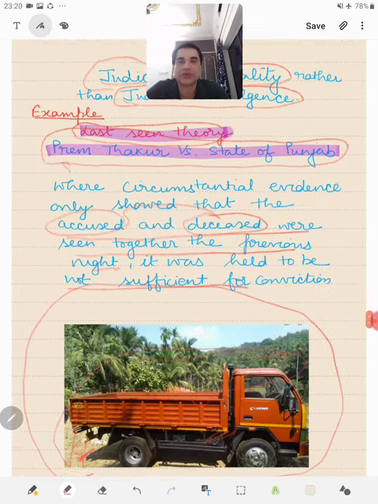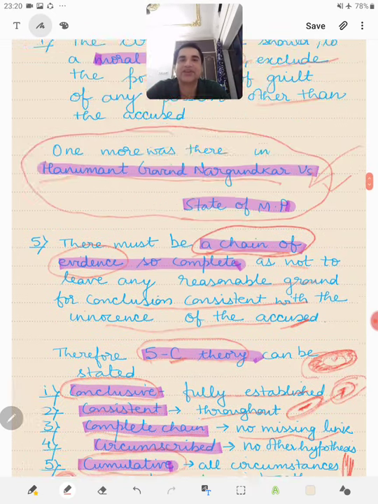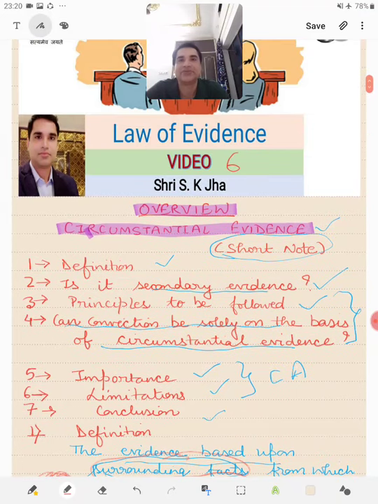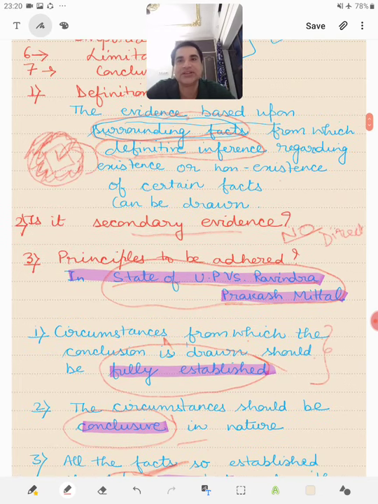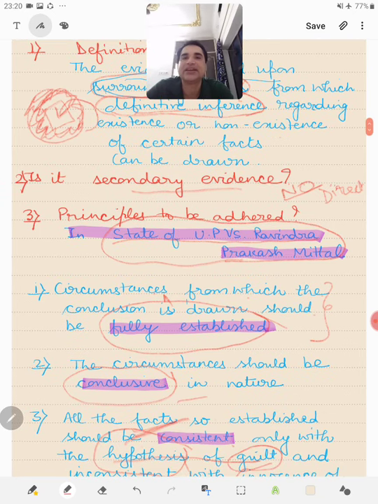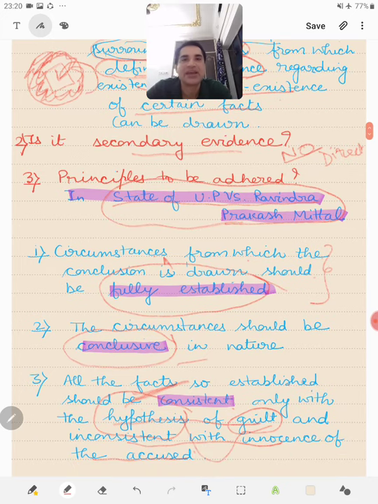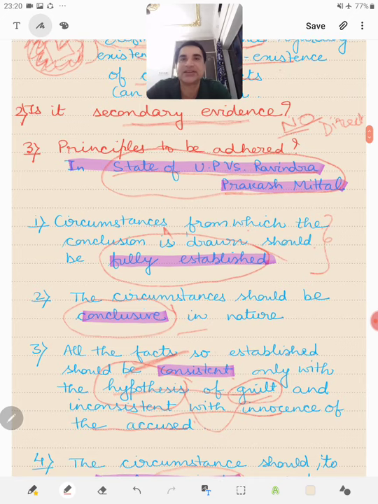So that is all for today, and we will just have a quick recap of all that we have done in this session. We discussed circumstantial evidence. A definition was seen: these are the surrounding facts from which a definitive inference can be drawn regarding the existence or non-existence of certain facts. Are they secondary evidence? No, they are not secondary evidence. Rather, they are direct evidence which is applied indirectly.